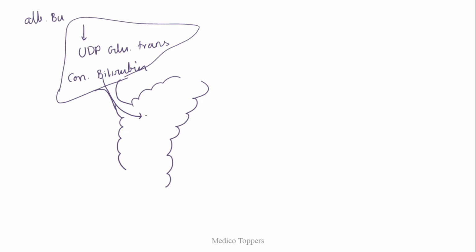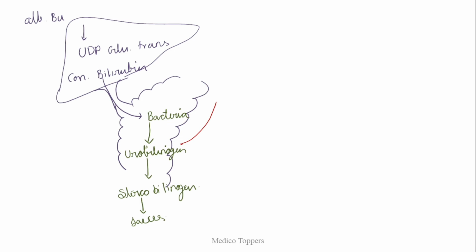Once it enters the GIT, because of the bacteria present in the GIT, it converts conjugated bilirubin into urobilinogen. Some amount of urobilinogen is converted into stercobilinogen, which gets excreted in the feces. Normally we can see a trace amount of stercobilinogen. I will tell you later how much it would be. And this urobilinogen leaks into the enterohepatic circulation.